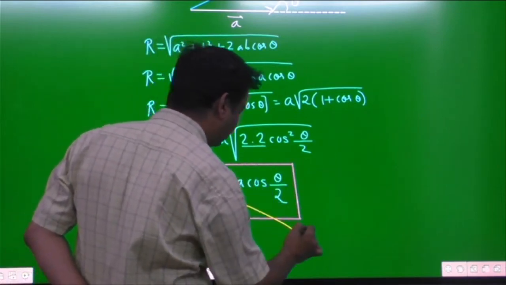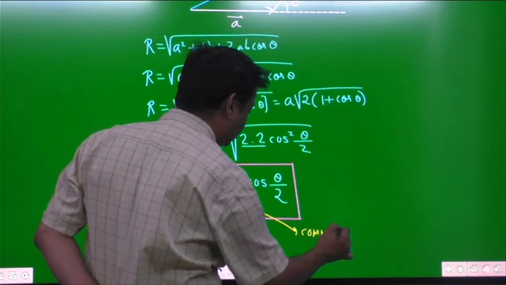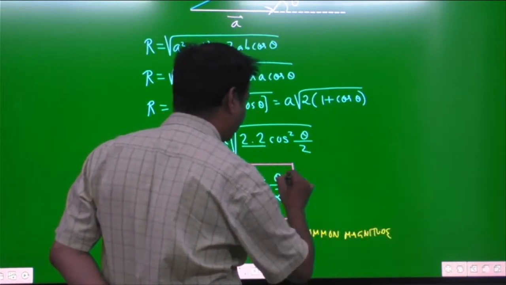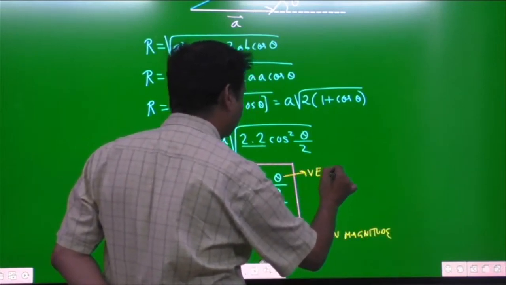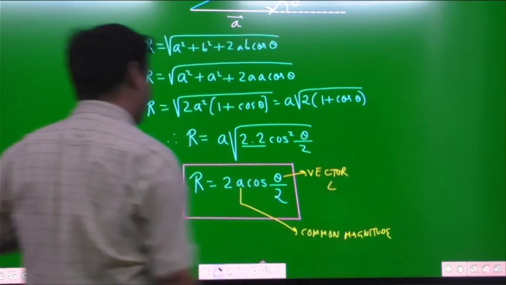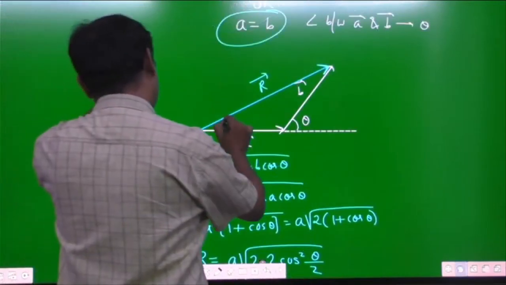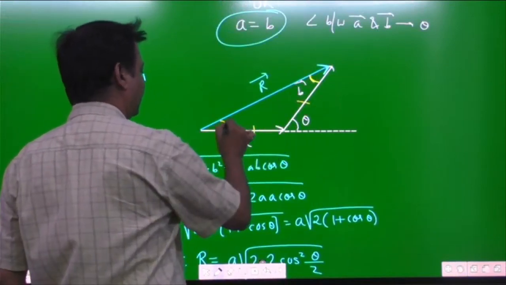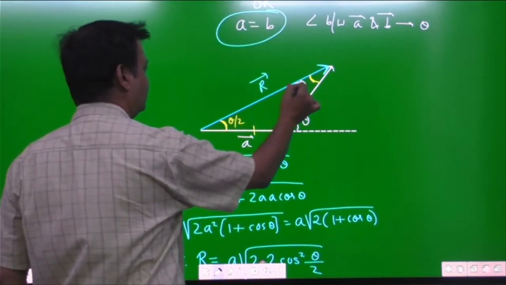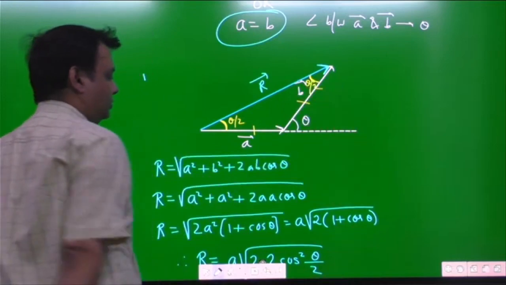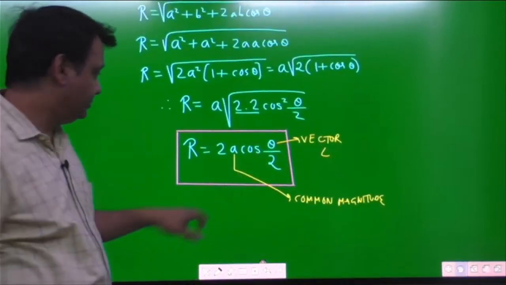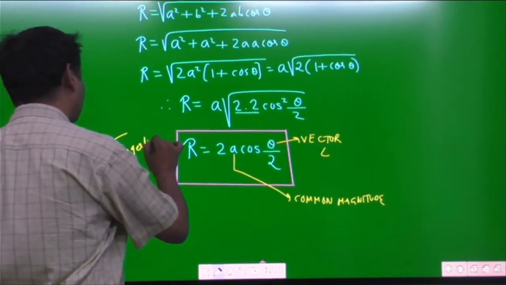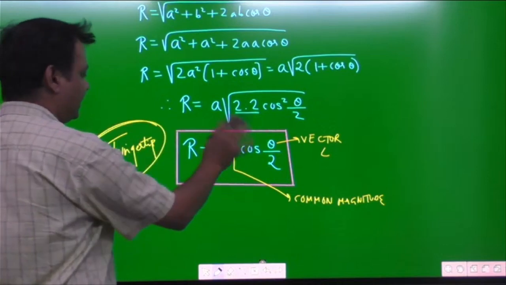And a is the common magnitude, and theta is the vector angle. And what will be this angle? Already we have seen, since these two sides are equal, these angles will be equal, and both angles will be half of the vector angle, theta by 2, theta by 2. So this formula you can directly apply. This is a fingertip formula which we can directly apply when the vectors have the same magnitude.